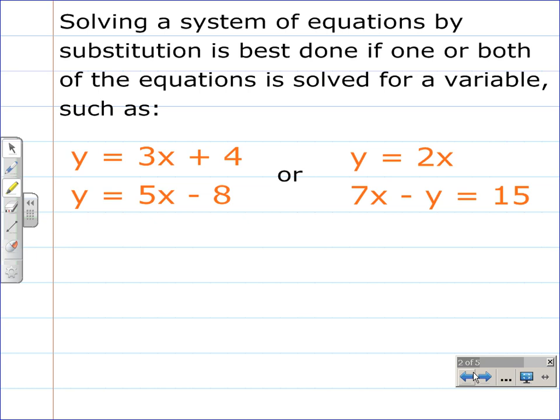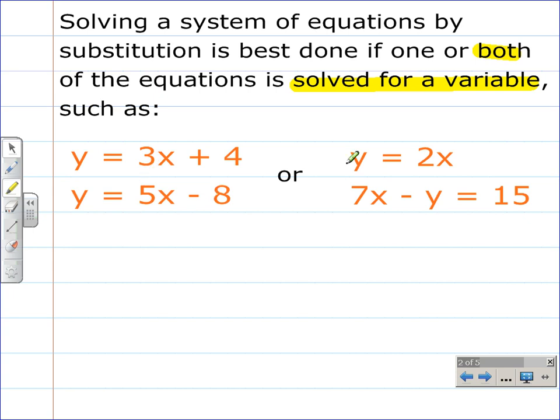Solving a system of equations by substitution is best done if one or both of the equations is solved for a variable, such as these two examples. In the first example, we have y is equal to 3x plus 4, and y is equal to 5x minus 8. And in this case, both of the equations are solved for a variable. Both of the equations are already solved for y, so that becomes a very easy substitution situation. But we'll get to that in a second.